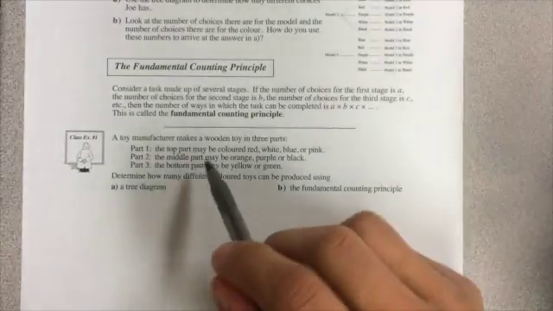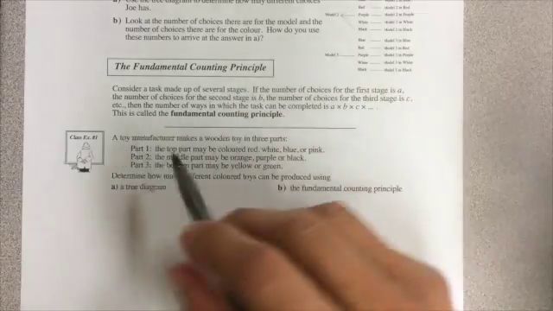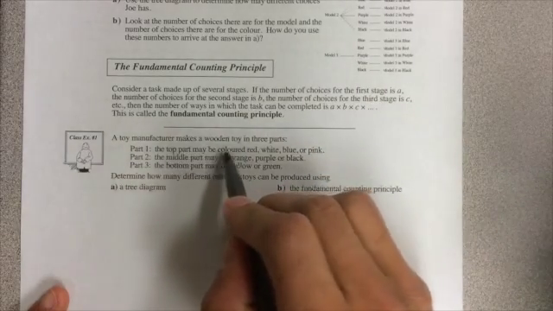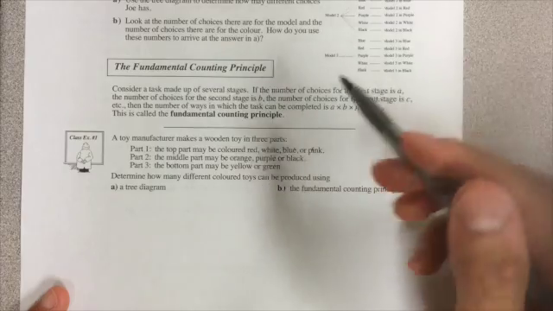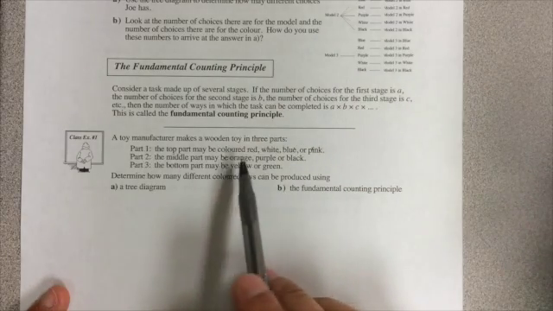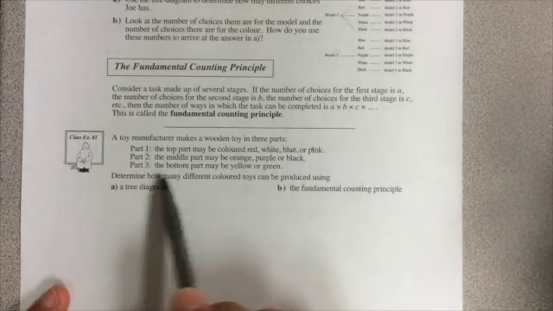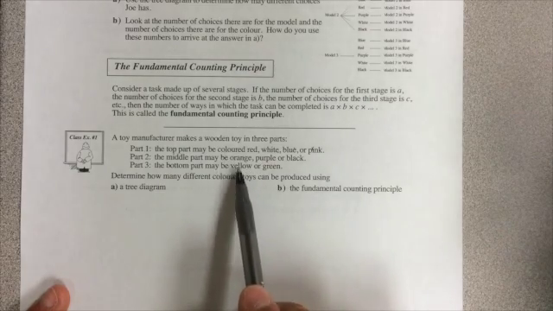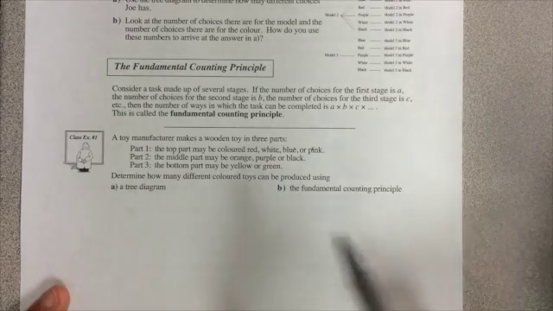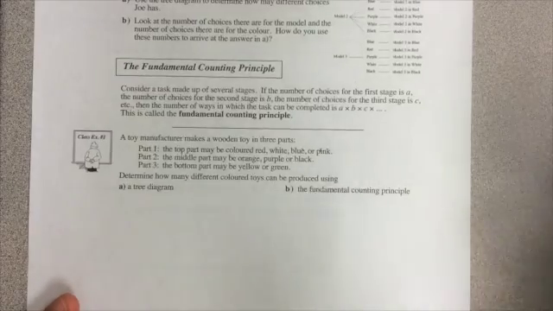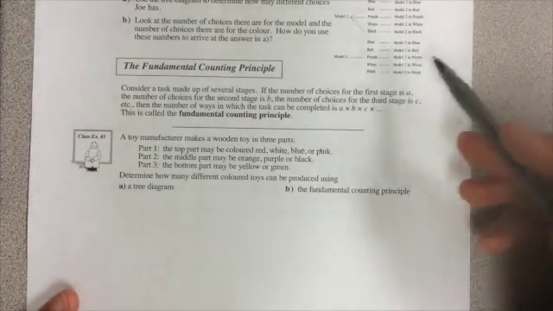So if a toy manufacturer makes a wooden toy in 3 parts, so part 1, the top part, may be colored red, white, blue, or pink, so there's 4 options there. And then part 2, we only have 3 options, orange, purple, and black. And part 3, we only have 2 options, yellow and green. There's 2 ways we can think about what this is going to look like. We can make a tree diagram, which is what they did up here.